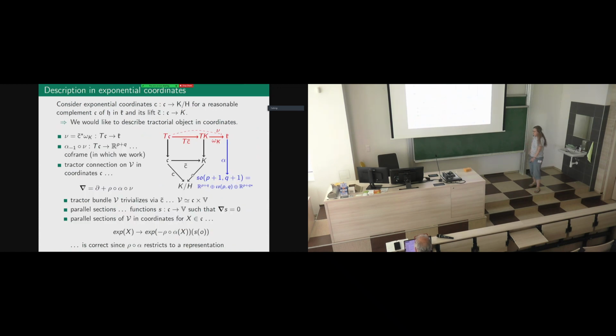And we can, but any time you need to describe something explicitly, you need some reasonable coordinates. So I try to introduce the coordinates we use for the description. So we consider exponential coordinates, which is a map from C to K mod H for a reasonable complement C of H in K, and of course the lift of such a complement is available. I don't want to go here into details.